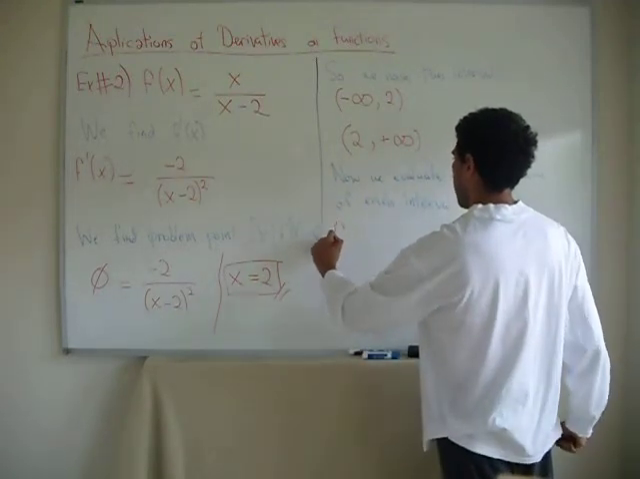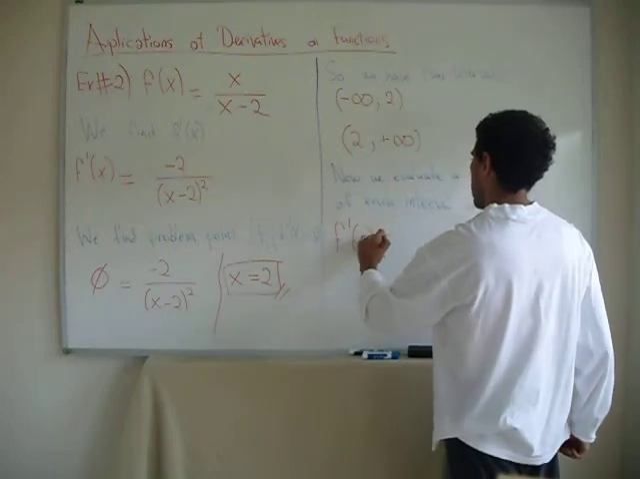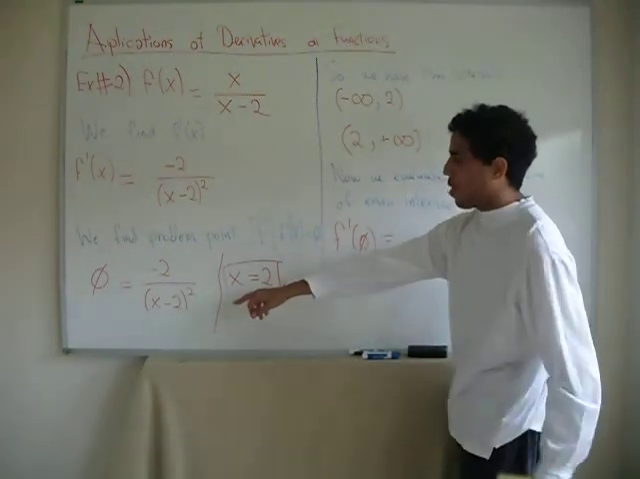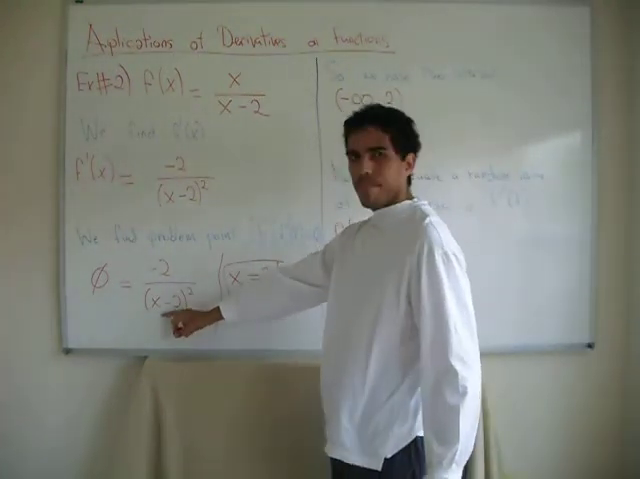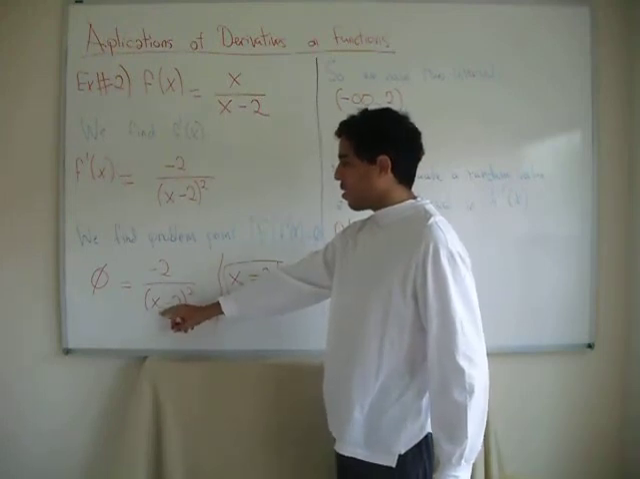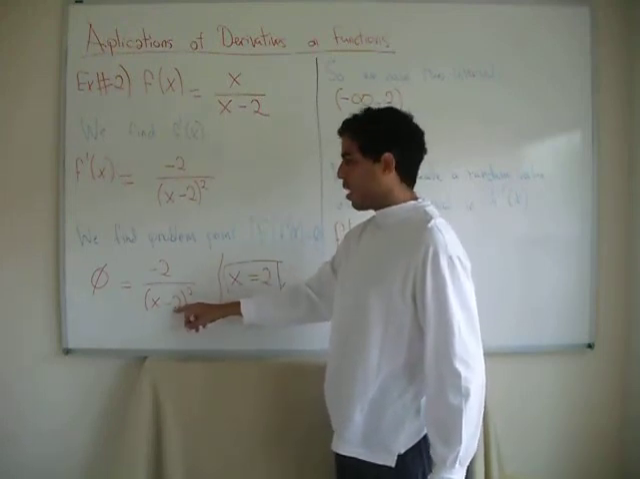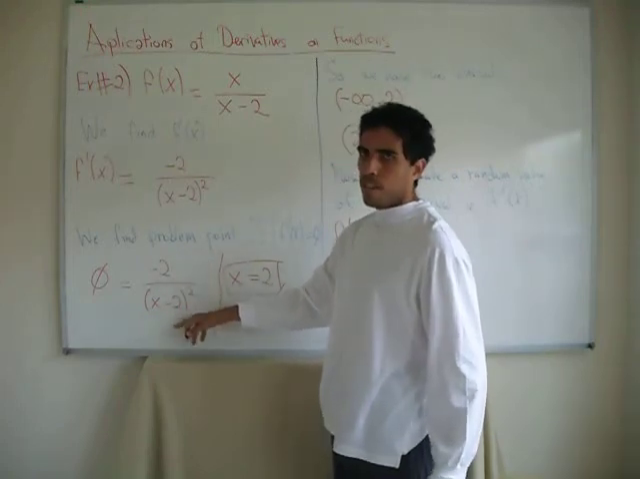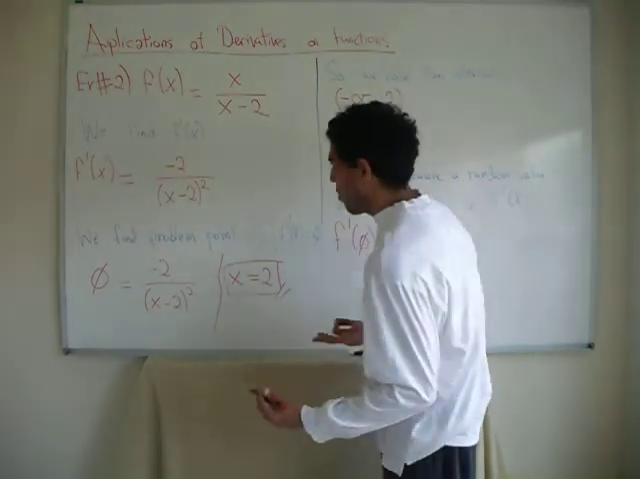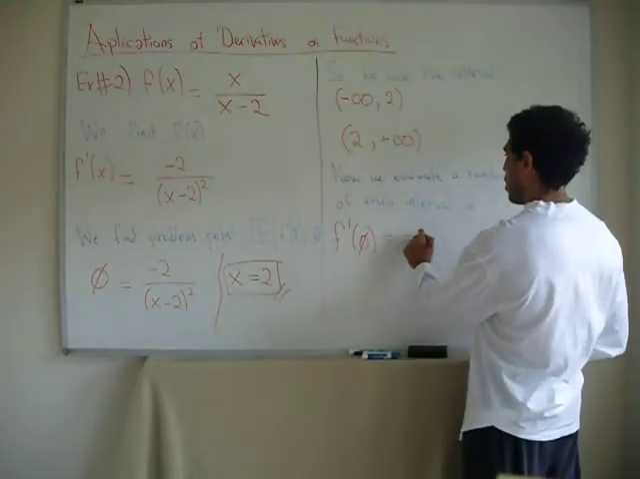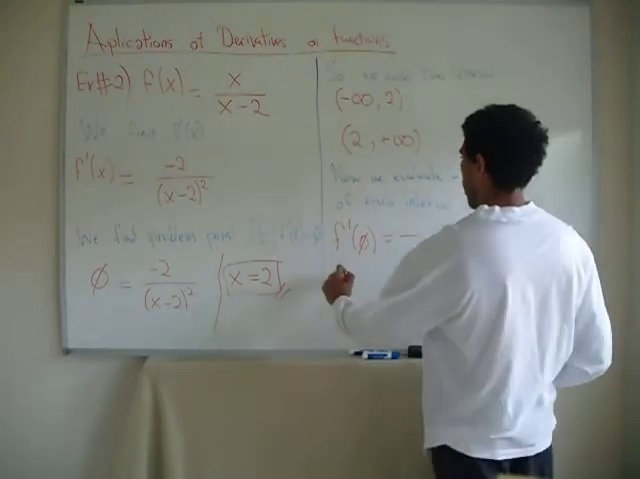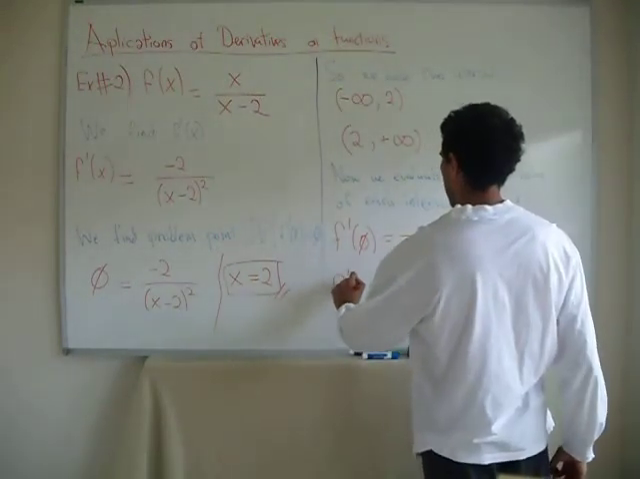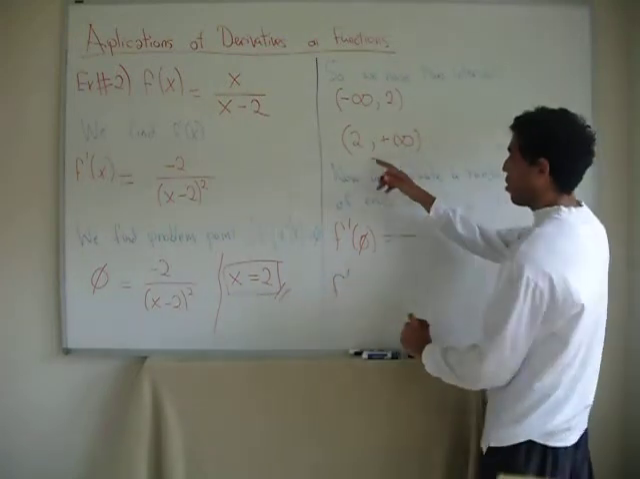F prime of 0, well, f prime of 0 is going to be 0 minus 2. It's going to be minus 2 squared, which is 4. Minus 2 over 4 is going to be minus 1/2. Doesn't matter the value, what matters is the sign. Negative, okay? Let's pick a random value from the second interval, 2 to infinity.